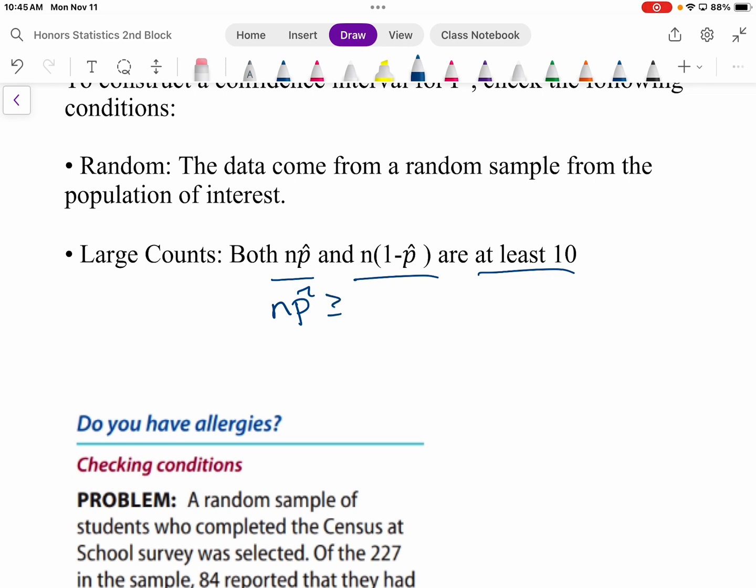Now, I need to explain something real quickly on this part, because when we did the previous chapter, we didn't use p hat when we multiplied it by n. We used what letter? Yeah, we just used p because we had the population proportion. A lot of times in this chapter and the next chapter, we may not have the population proportion. We may not have the mean.